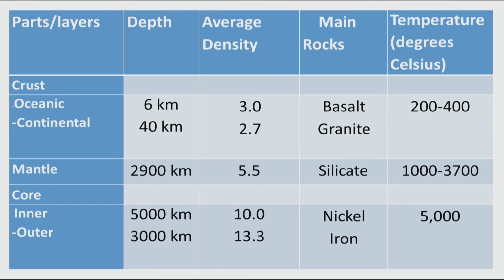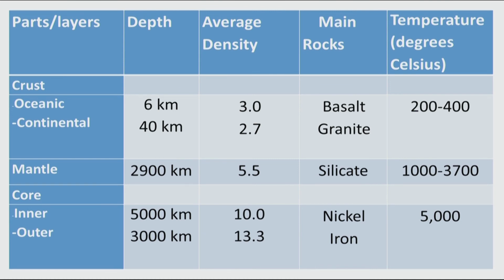What about the temperature? Remember we said the crust, both oceanic and continental, are able to support life. So it is not very hot. And for sure, the table is showing us that the temperature is about 200 to 400 degrees Celsius, unlike the temperatures of the other parts of the Earth. The mantle. The depth is 2,900 kilometers with the average density of 5.5 grams per centimeter cubed, and it is made up of silicate. Then the temperature ranges from 1,000 to 3,700 degrees Celsius.